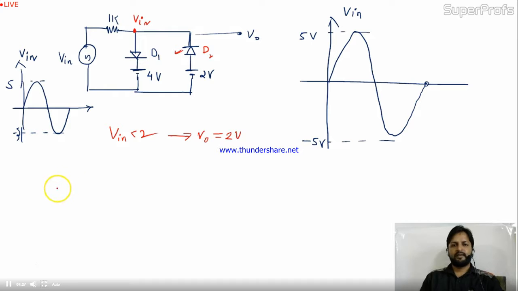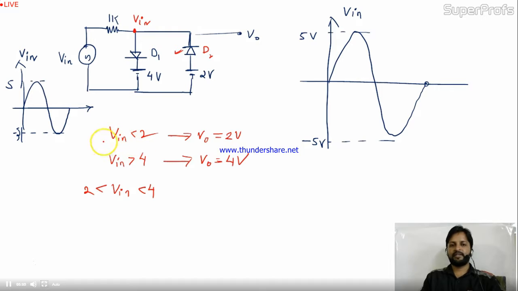But now we'll check this condition. The diode D1 will conduct only when V in is greater than 4. Then only diode D1 will conduct, because it turns into forward bias once V in reaches 4 volt. In the 4 volt condition, diode D1 will be short circuited, and at the output you will get 4 volt. So V naught will be 4 volt. Now the question is, what will happen when V in is between 2 and 4?